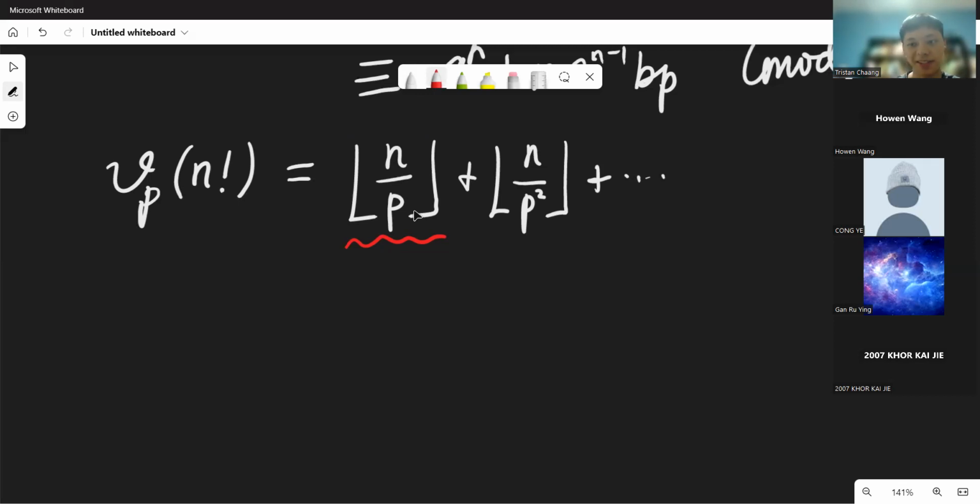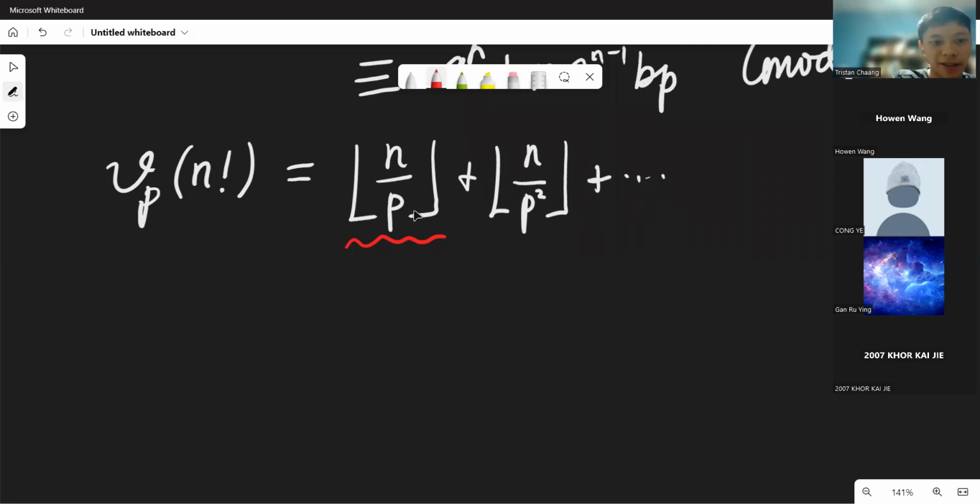Like if you have, let's say, 101, and then I tell you to divide it by 7, and then take the floor function, then what does this quantity tell you? How many multiples of p are below n? Yeah. So how many multiples of p, well, not more than n. That will be n over p, and then the floor function, right?